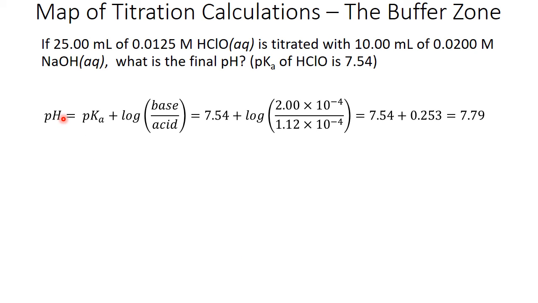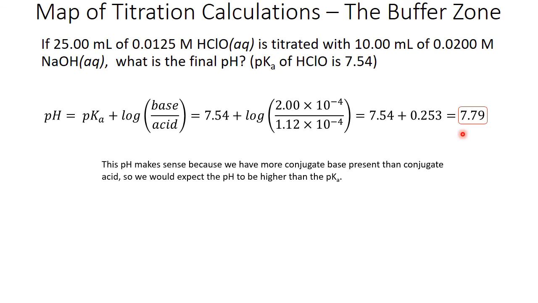So the Henderson-Hasselbalch equation states that pH equals pKa plus log of the ratio of the base over the acid. And we can do this in moles or molarity, it doesn't matter. That's going to be 7.54 plus the logarithm of 2.00 times 10 to the minus 4th divided by 1.12 times 10 to the minus 4th. Crunch that down, you get a final answer of 7.79 for the pH currently in the flask. This pH makes sense because we have more of the conjugate base present than the conjugate acid, meaning we would expect the pH to be higher than the pKa of the acid.